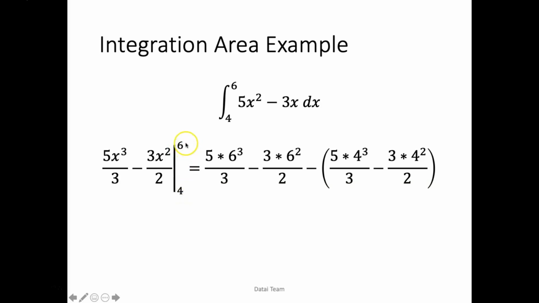So we will plug 6 as our x, then 4 as our x, and subtract them from each other. Here we plug x first, and then we plug 4. We plug 6 as our x and 4 as our x. And this computation gives us 670 over 3. Getting a large value shouldn't be unexpected because we are handling cubes here, and we have 5 times 6 cubed, which is a large number.